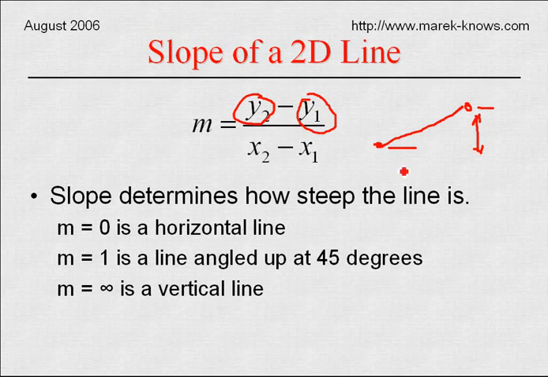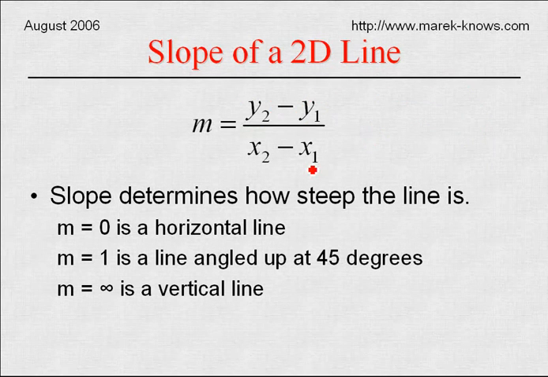And for the x, you take the x2 value, which would be this value here, and then you subtract from it x1, which would be this value here, and you get this distance here. Given those two values for the change in the y direction and the change in the x direction, you can then define the slope by dividing the two. Slope of a line determines how steep the line is.